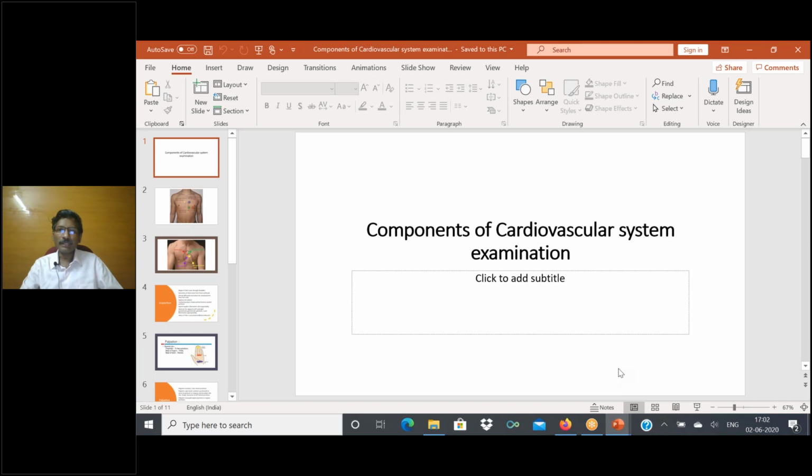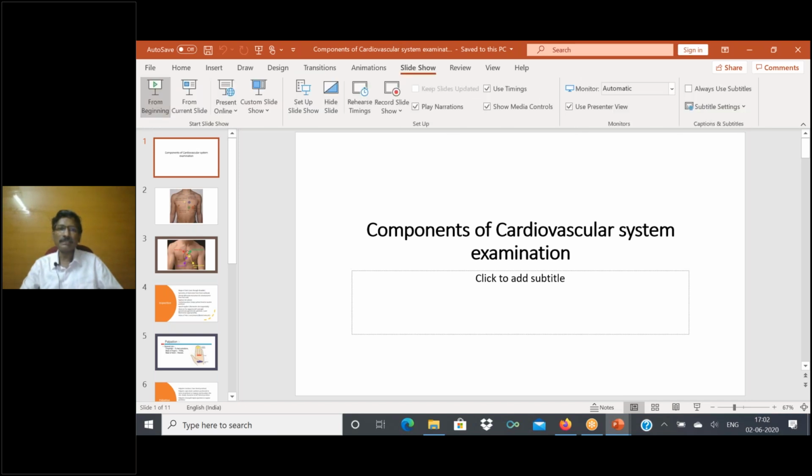So today we'll be taking up signs of aortic stenosis and aortic regurgitation. So that will be the discussion today.